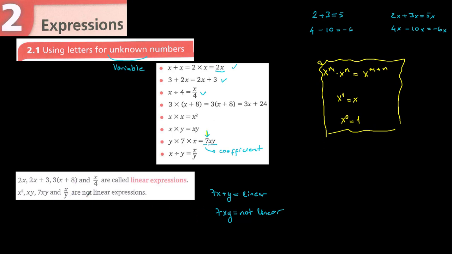x over y also is not linear. You need to know that one too. Okay, the second part here, we are going to try to write the expression from the sentence. Here there are some sentences, and we are going to use an unknown term for that. We are going to use a constant and an unknown term, and with respect to sentence order, we are going to write the expressions.